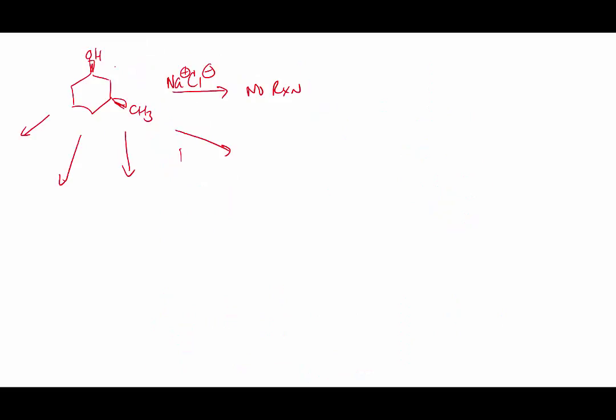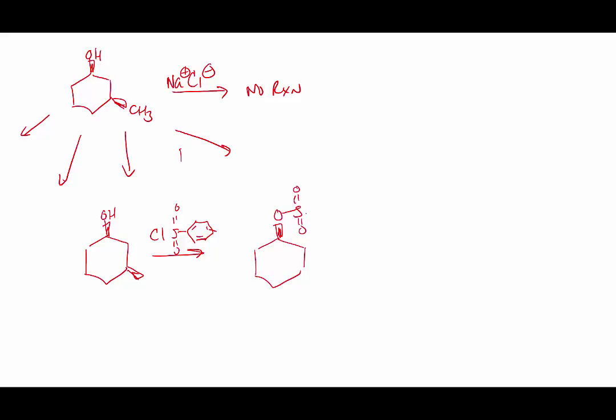But let's say that I took my alcohol here and I converted it to a tosyl chloride. So I use my tosyl chloride here to convert the alcohol to a tosylate ester. And now I say I want to react that with Br minus.